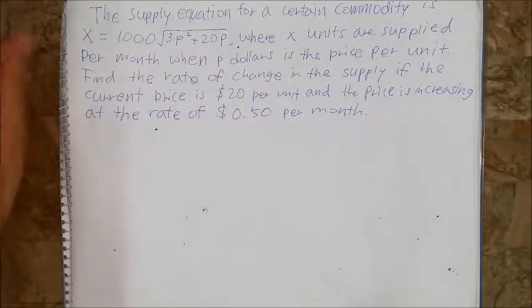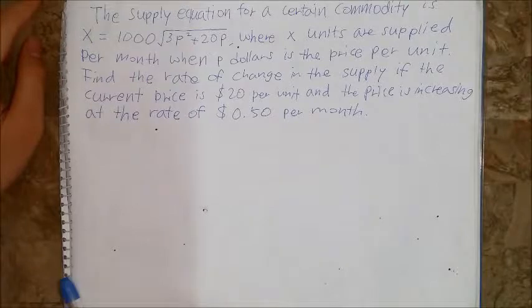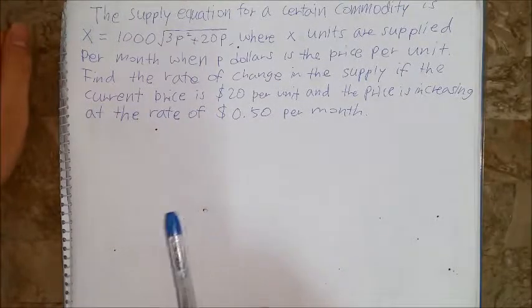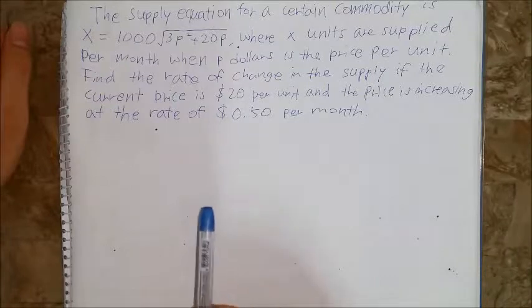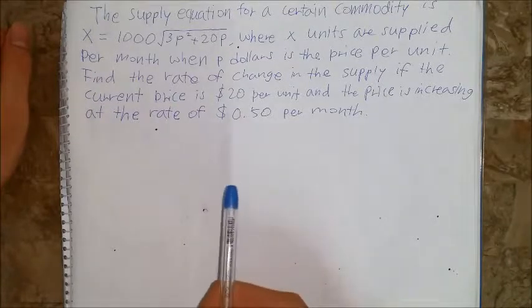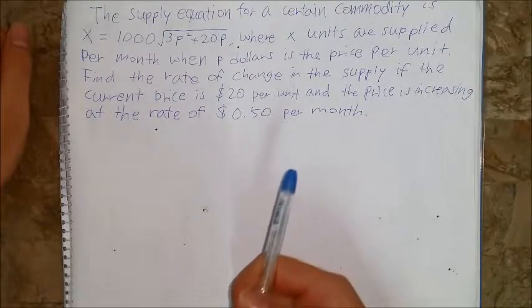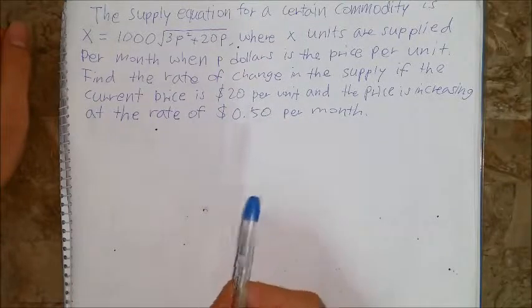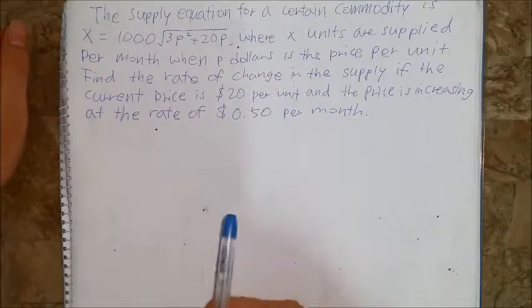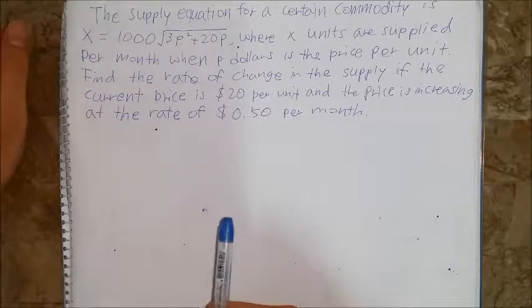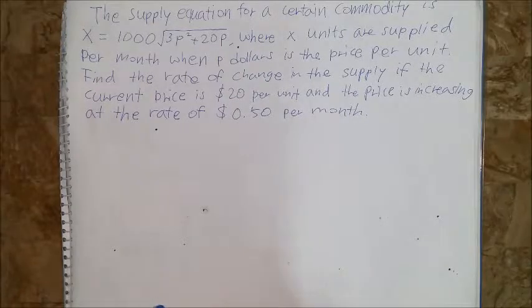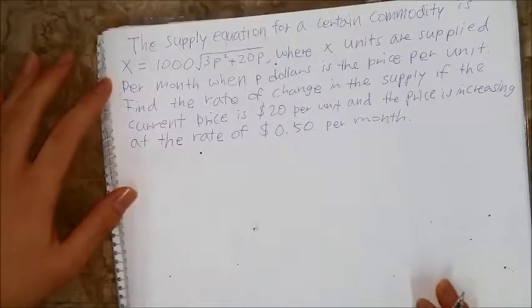Our first problem is: the supply equation for a certain commodity is x equals 1000 times the square root of 3p squared plus 20p, where x units are supplied per month and p dollars is the price per unit. Find the rate of change in the supply if the current price is $20 per unit and the price is increasing at the rate of $0.50 per month.